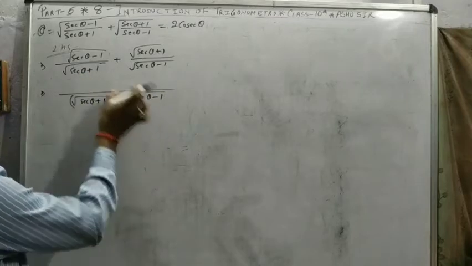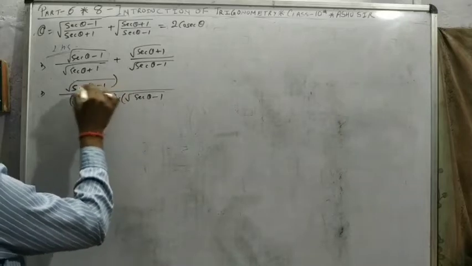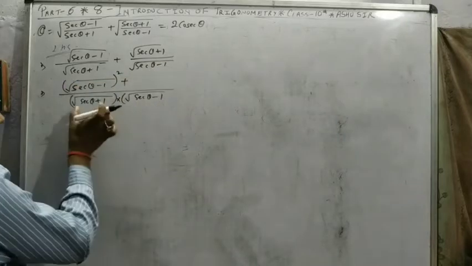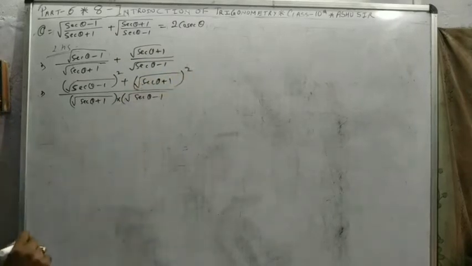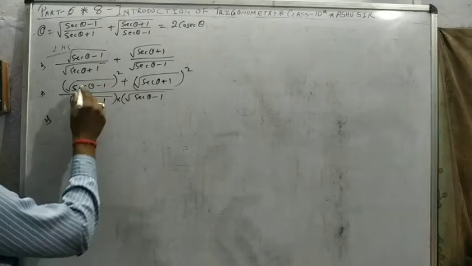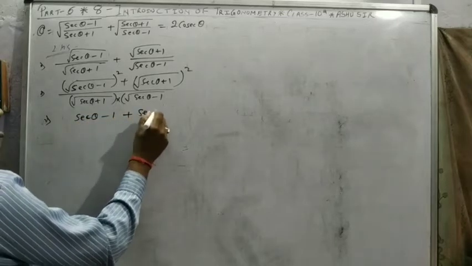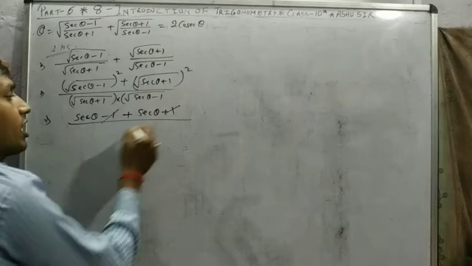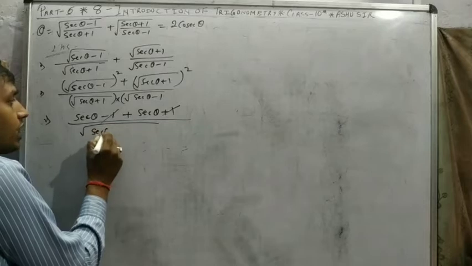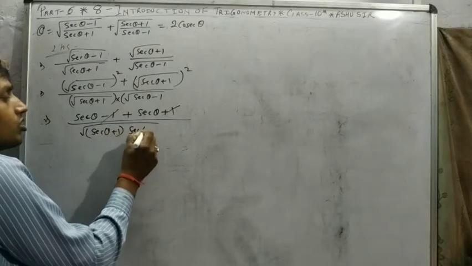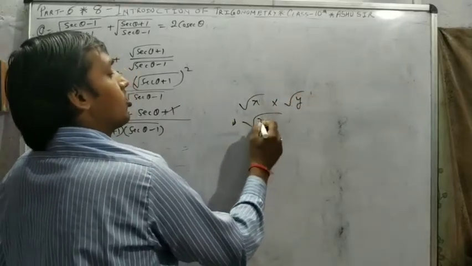So this cancels with this, so sec theta minus 1 whole square; this cancels with this, sec theta plus 1 whole square. That square root cancels, so you only get sec theta minus 1 plus sec theta plus 1. The 1 is cancelled out. And here you can also write sec theta plus 1 into sec theta minus 1, same as if root x into root y, so we get root xy.